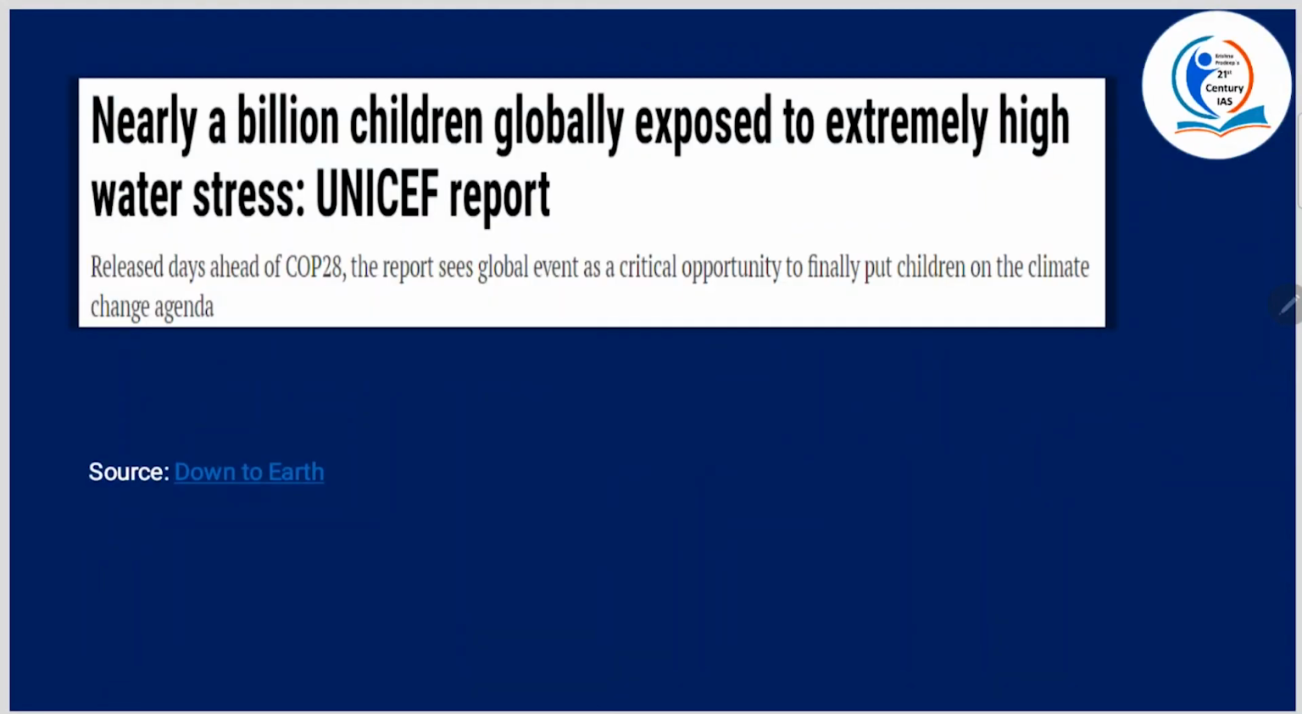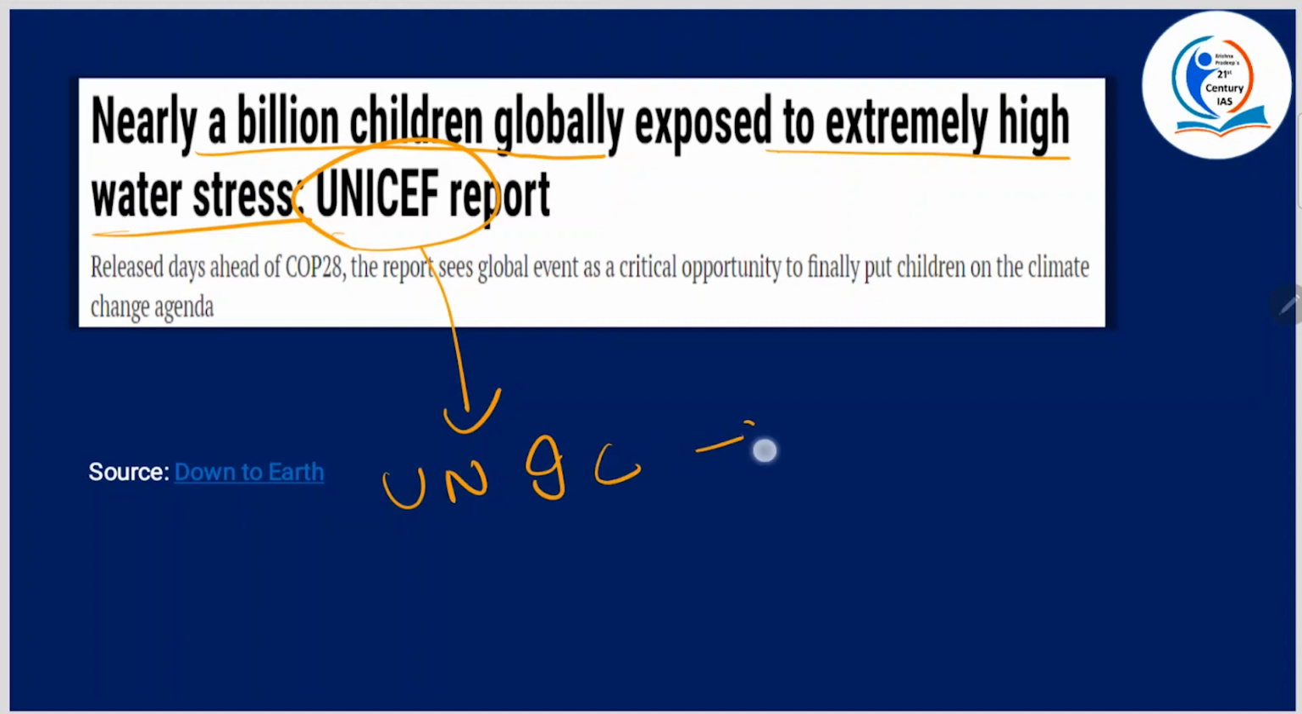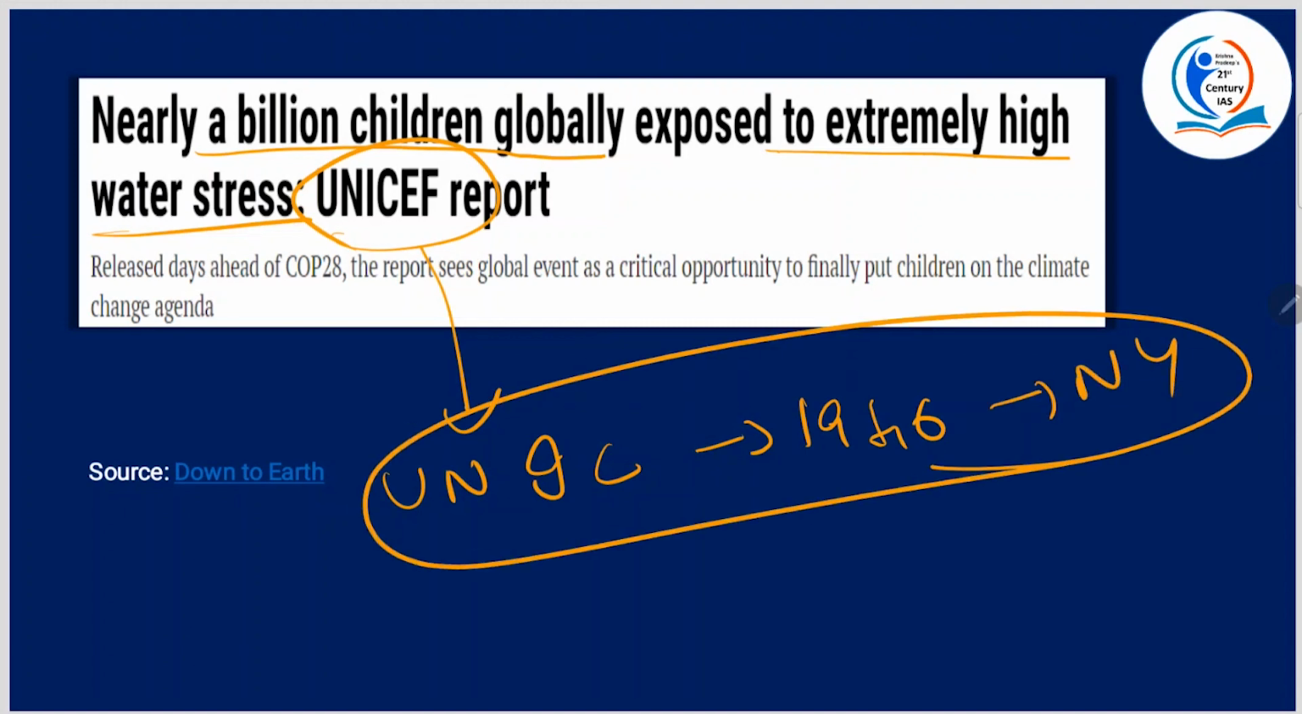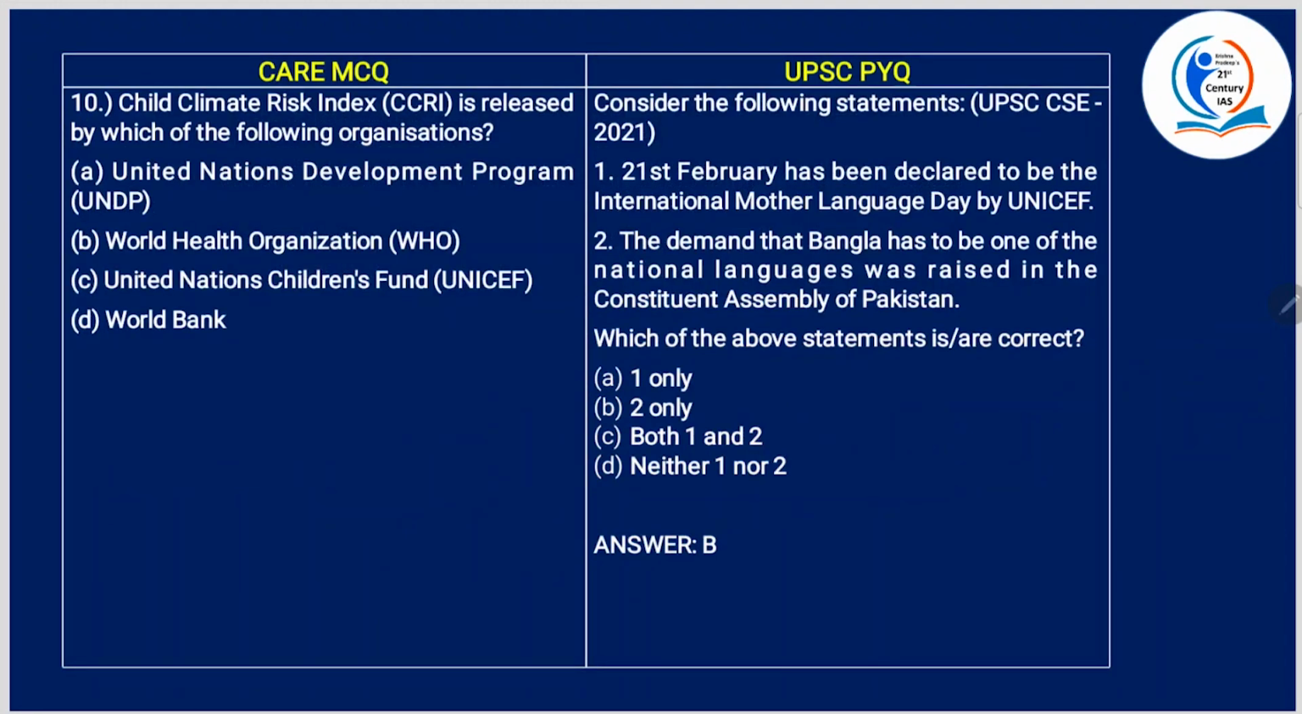Alright. Next. Nearly a billion children globally exposed to extremely high water stress, says UNICEF report. What is UNICEF? It is United Nations International Children's Emergency Fund. And it was established in the year 1946 in New York. So these 3 points are some basics about UNICEF. Yeah. Now we'll get into the MCQ. Child Climate Risk Index (C.A.R.E) is released by which one of the following organizations? It is United Nations Children's Fund, UNICEF. Alright, so C is the answer.